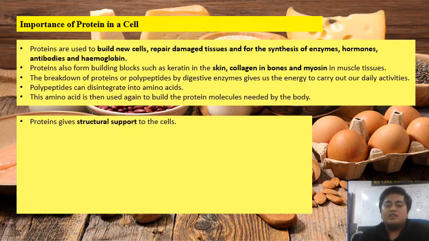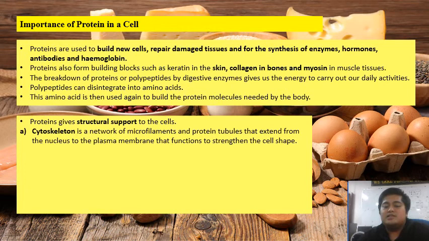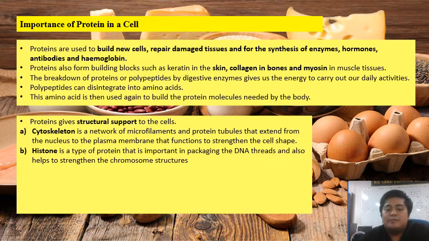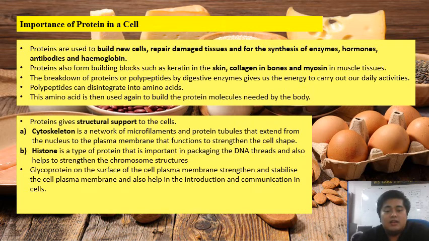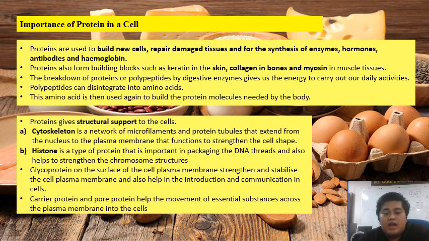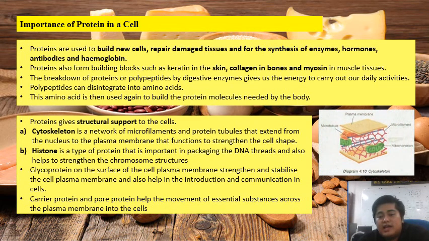Next, give structural support to the cell. So contoh macam cytoskeleton, which is the network of macrofilament and protein tubules that extend from the nucleus to the plasma membrane that function to strengthen the cell shape. So histone pula adalah protein yang penting dalam packaging kita punya DNA traits. Glycoprotein tadi macam biasa dekat kita punya plasma membrane. And carrier protein pun untuk bantu berlakunya proses resapan keluar masuk dalam sel.